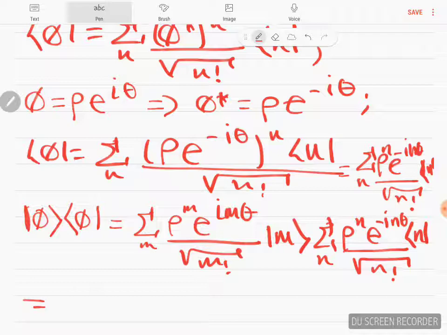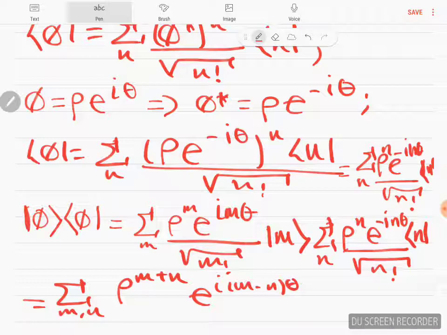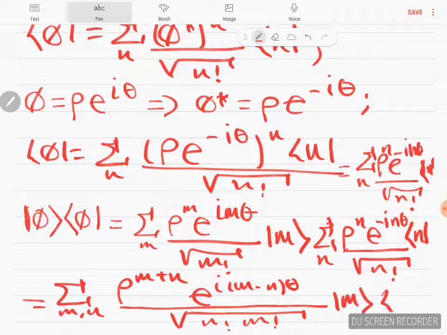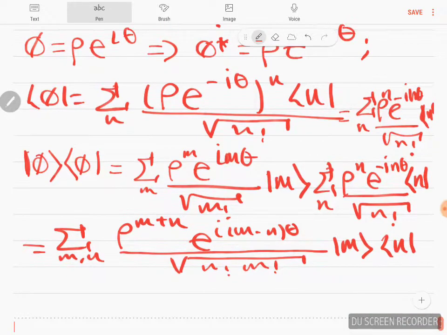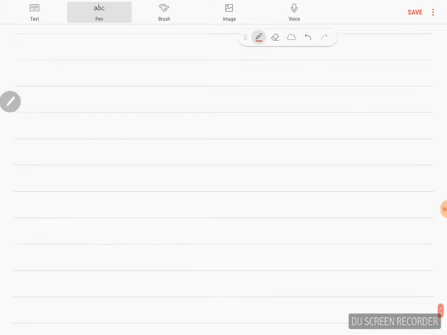If I further simplify this, I take the summation out. This is m comma n, summation indices. This is rho to the power of m plus n, times e to the power of i m minus n theta, divided by the square root of m factorial and n factorial, and this is m ket times n bra. Now we have something here. It looks good, apparently.